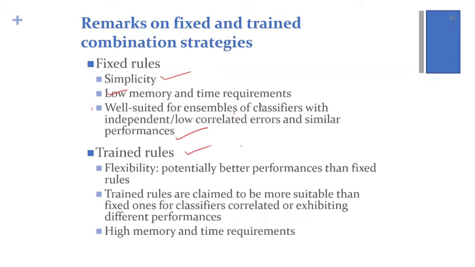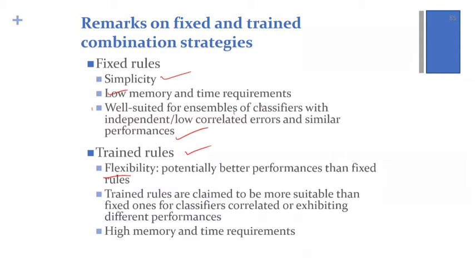However, for the trained rule, the advantage is flexibility. It's very flexible, with potentially better performance than the fixed rules. Because in fixed rules, we discussed that if you go for majority voting, you'll be ignoring the accuracy of the stronger classifiers. And if you assign more weight to some classifiers, you might be indirectly multiplying their mistakes accordingly. However, for the trained rule, there's nothing like that.